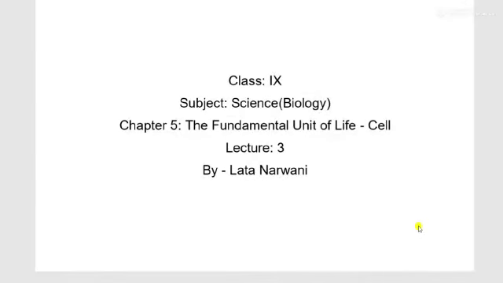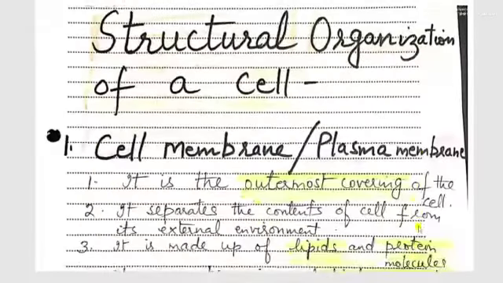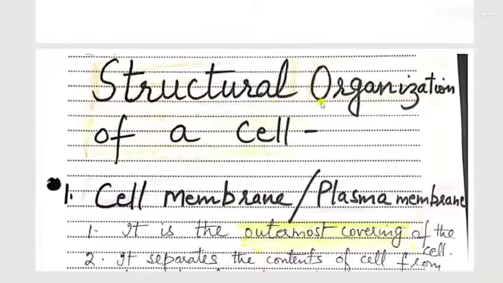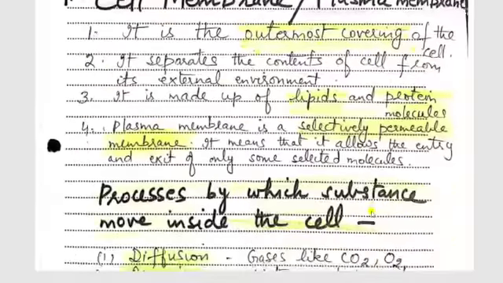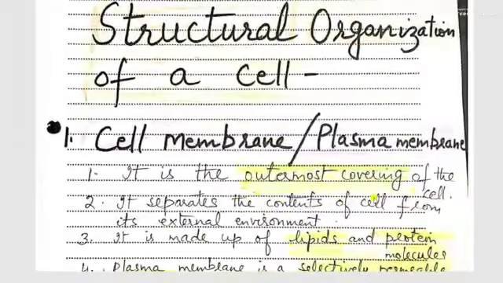Hello students, we were discussing the fundamental unit of life, the cell. So today we'll do the structural organization of a cell. You know each cell contains a minimum of 3 parts: the outermost cell membrane or plasma membrane, and inside there is the cytoplasm and nucleus. Today we'll discuss the various cell organelles inside the cytoplasm. So we'll discuss all these parts today.